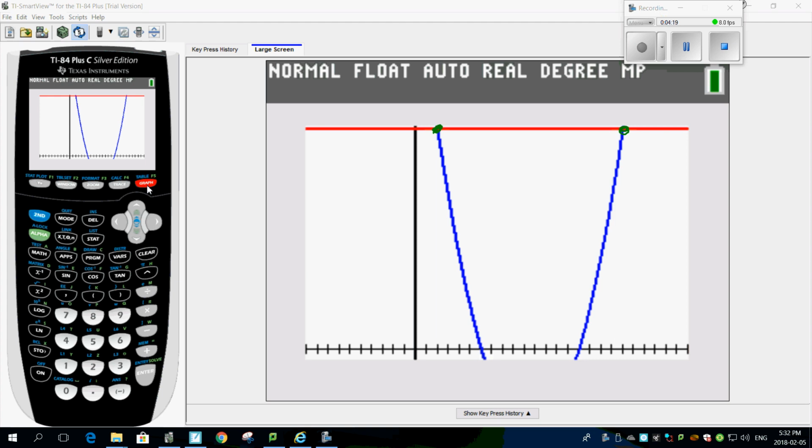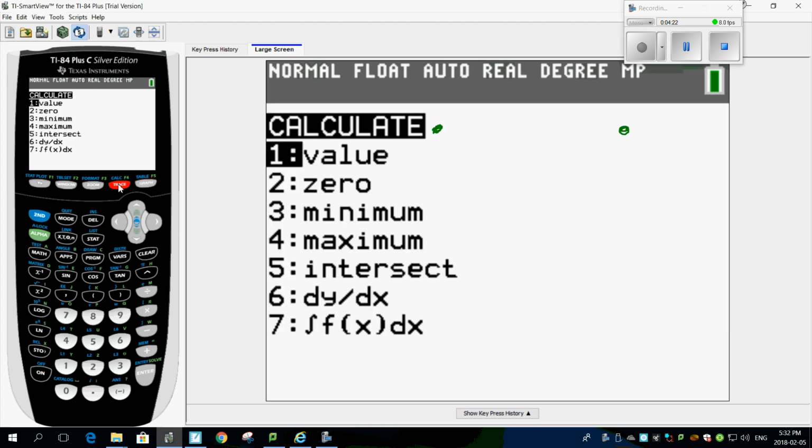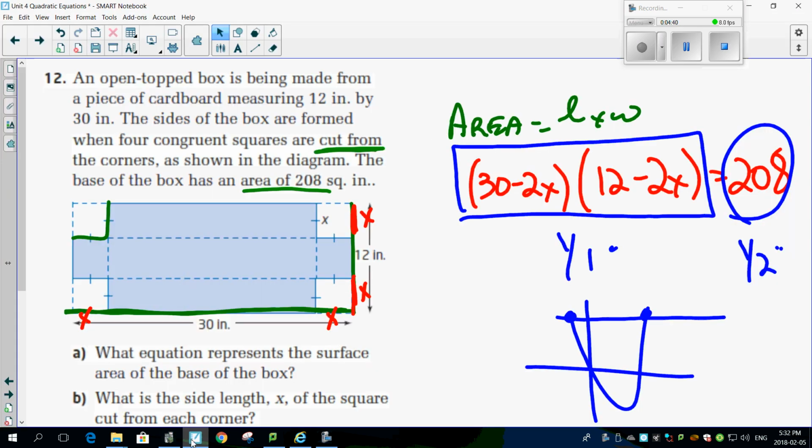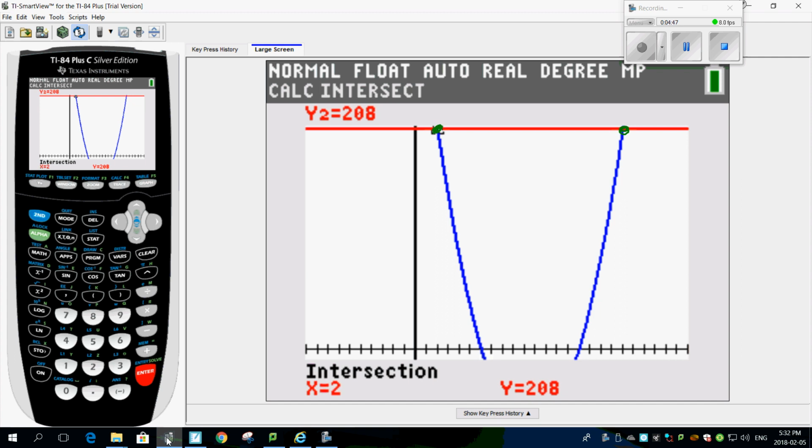Okay, so how do we find them? Well, simple. Second, calculate. Let's find the intersect, 5, of those two things. So here, let's move this back over here. Let's find this guy. Oh, here it comes, right up there. Enter, enter, enter. My first value is x equals 2. But notice it says 208 here. Was that my value? My value is 208. Look at that. My value was 208. But what am I after? I'm after my x being equal to 2. So I have a possibility of x equals 2.